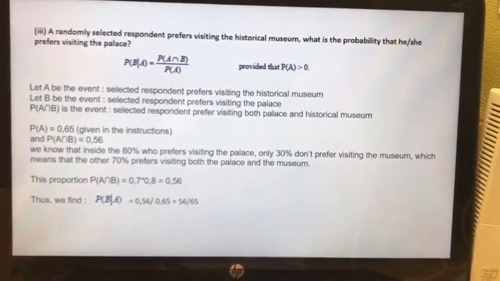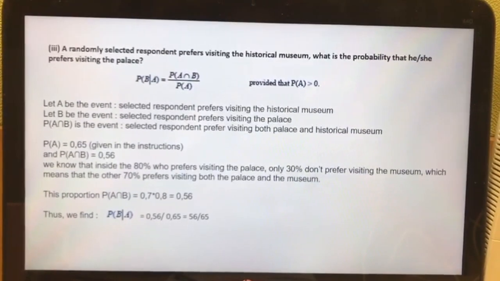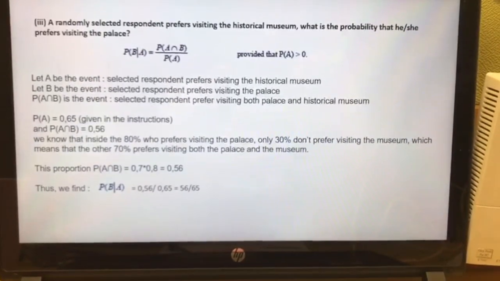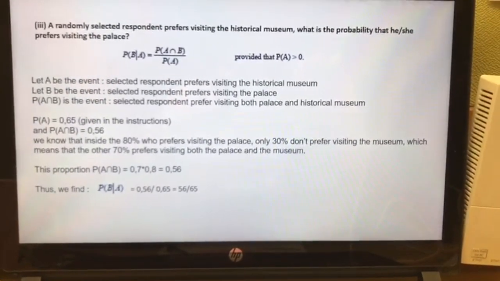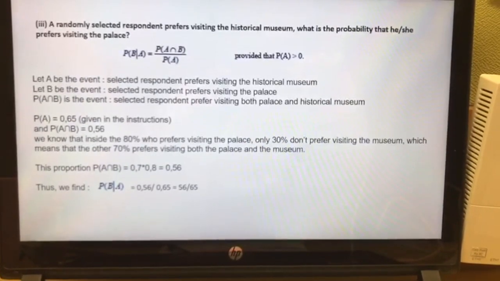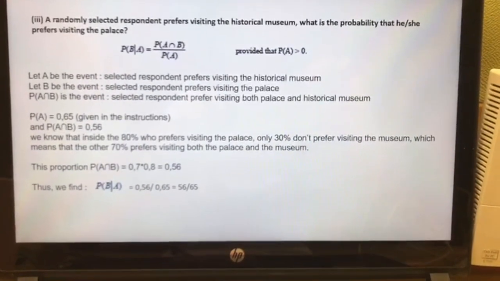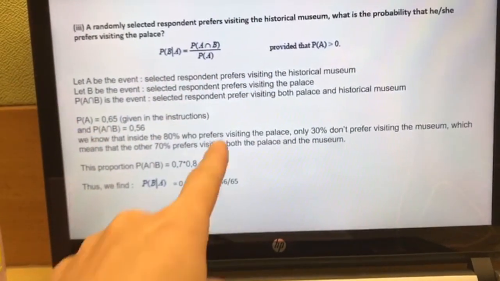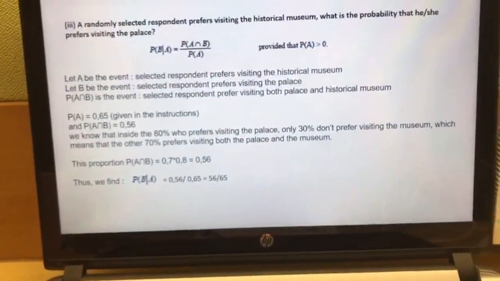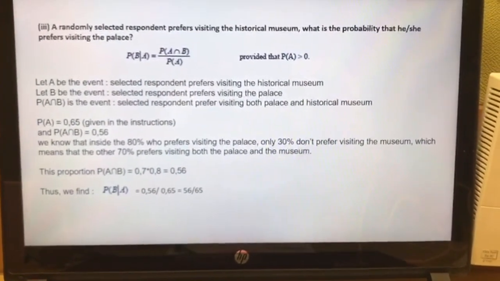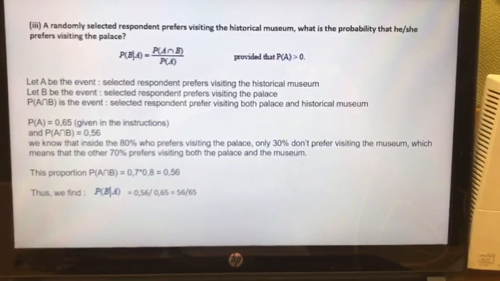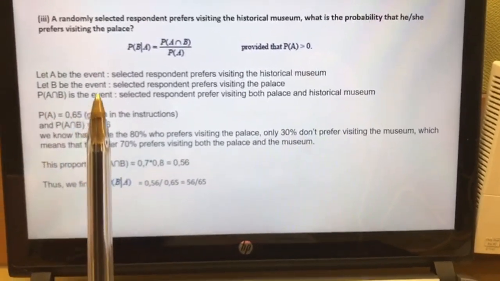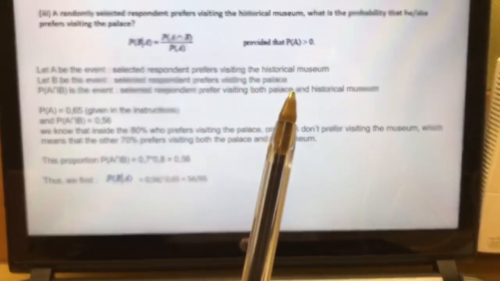So this is the third question. A randomly selected respondent prefers visiting the historical museum. What is the probability that he or she prefers visiting the palace? So we will calculate the probability of B knowing A. There is the formula just over there, and one condition is that probability of A needs to be positive. So let A be the event the selected respondent prefers visiting the historical museum. Then let B be the event the selected respondent prefers visiting the palace.